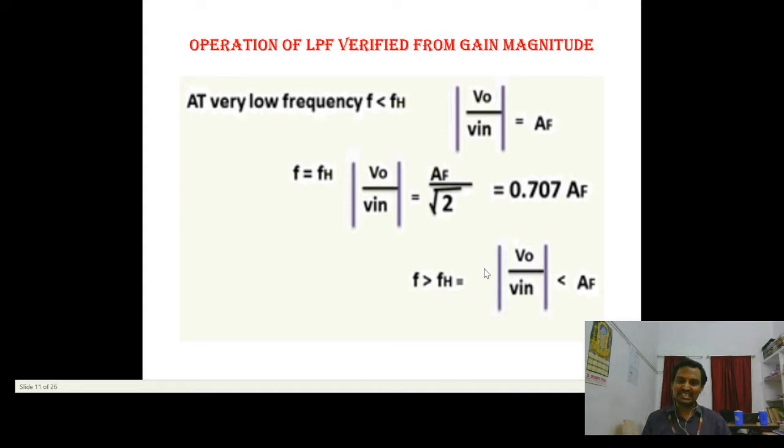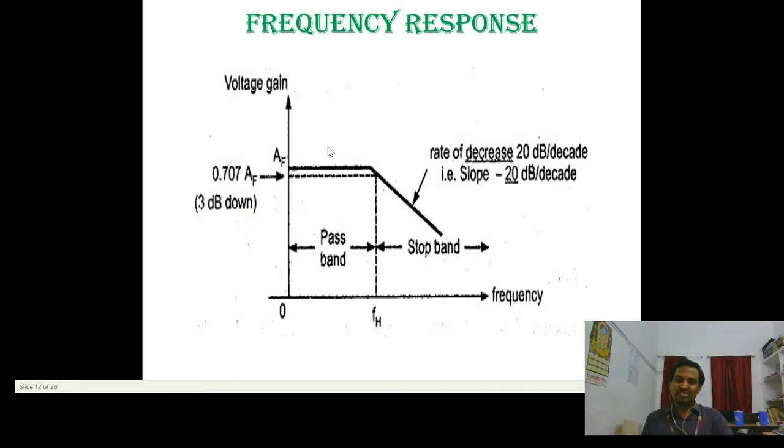What is the third case? The third case is if the applied frequency is greater than the higher cutoff frequency. What happens? Here, V0 by Vin is less than AF. That means the gain goes on decreasing. If you observe the graph here for the low pass filter, this is the cutoff frequency FH. Below the cutoff frequency, all the frequencies are allowed, and after the pass band, all the frequencies are attenuated.